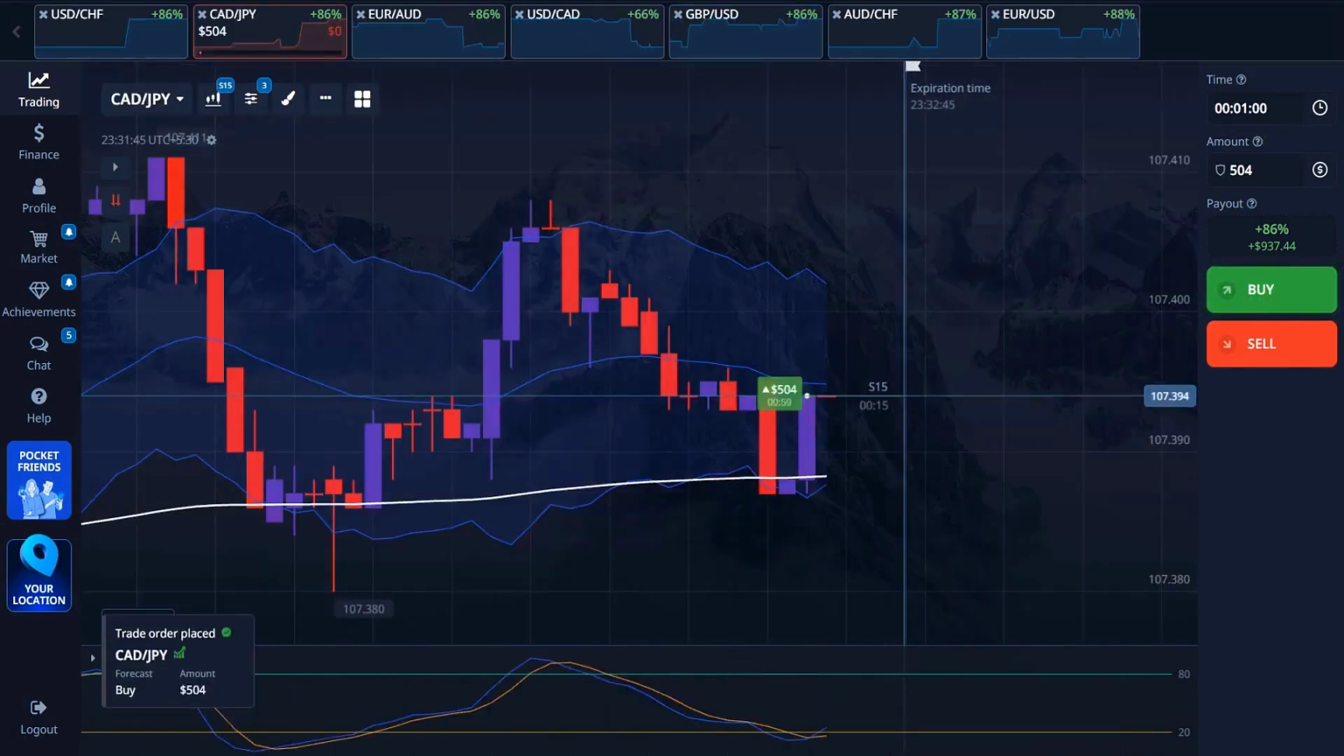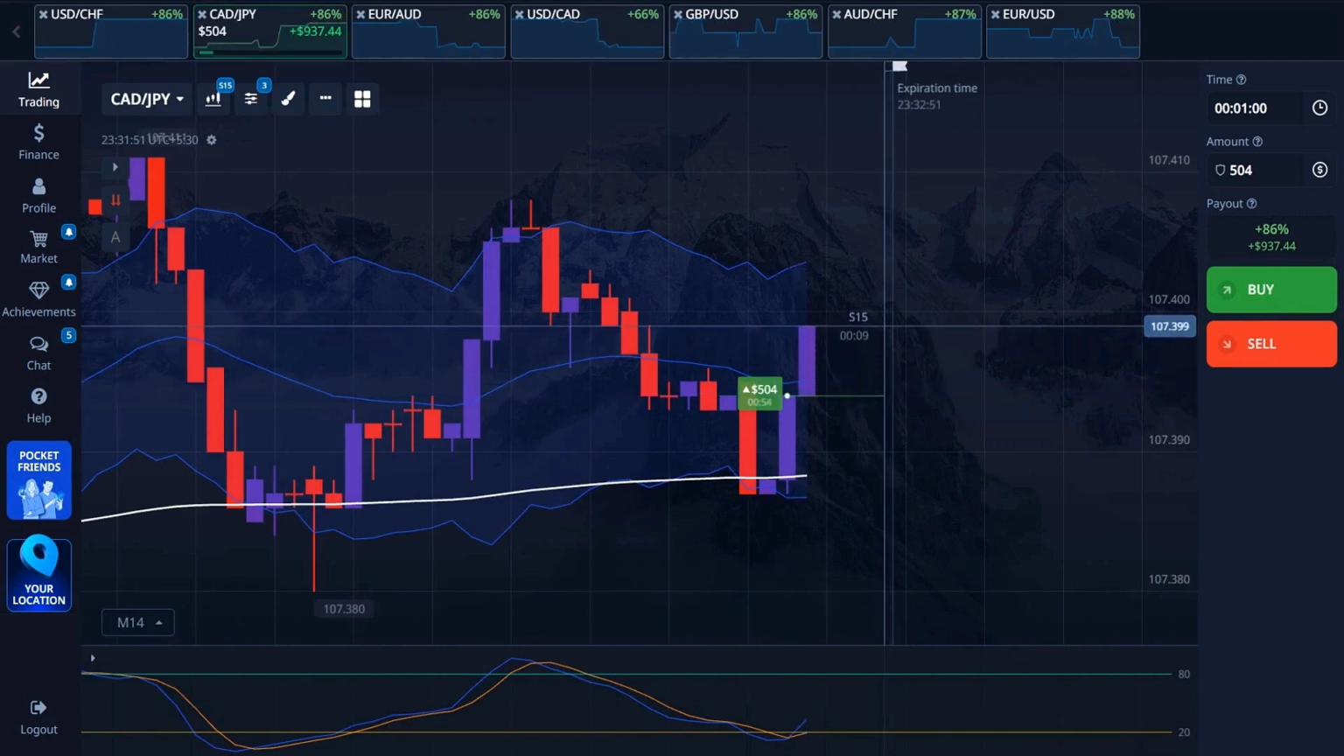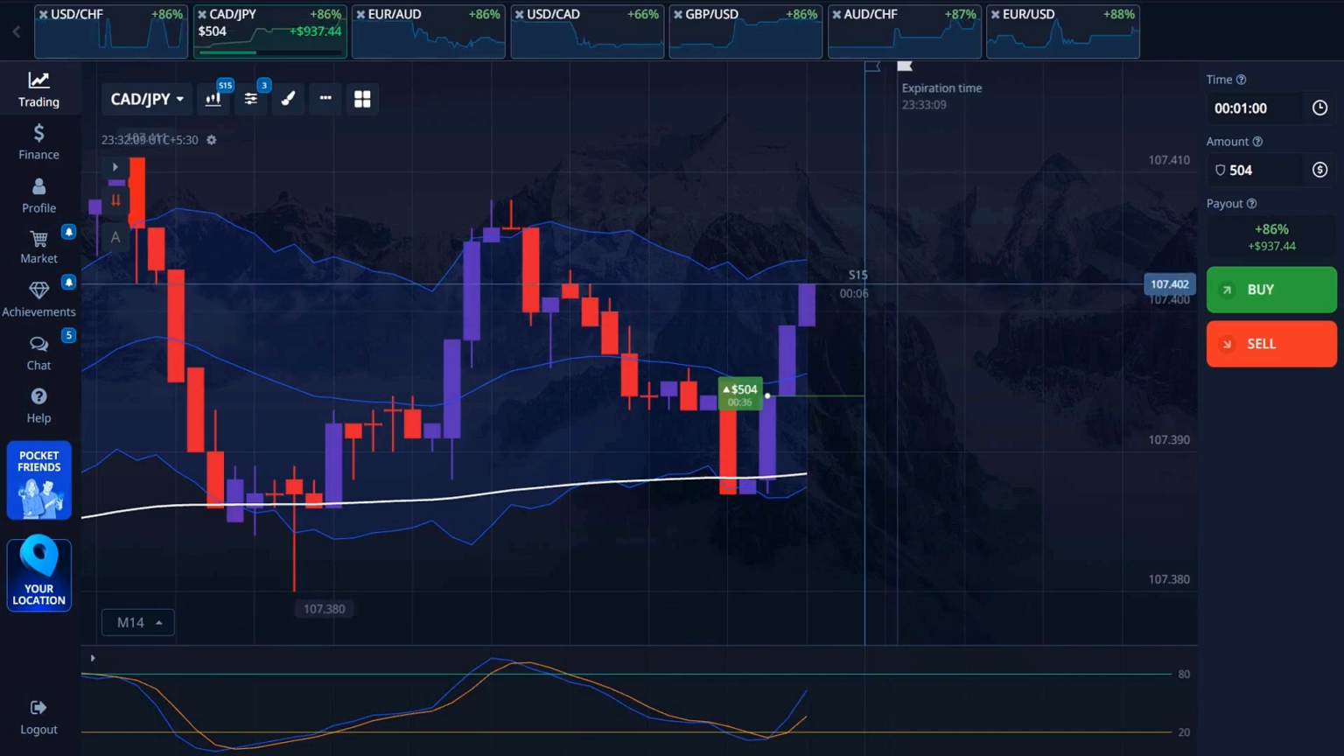Here's our next setup, a buy trade. Price is above the EMA 200, confirming an uptrend. The candle has just touched the lower Keltner band, and the stochastic is deep in the oversold zone, starting to turn upward. That's my green light. I'm taking a 1-minute buy right here.